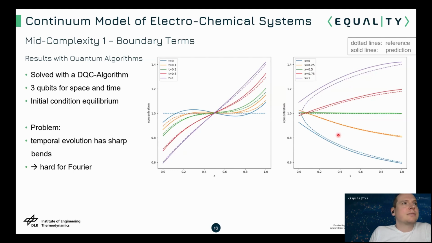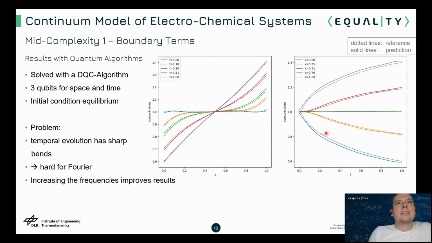And the reason is that we have these sharp bends in the distributions at the beginning, which means we have high frequency components in the function. The basic features used in these DQC algorithms were at this time a Fourier map. And of course, if the frequencies in the Fourier map are not high enough, we're not able to capture these details. So a straightforward solution is, of course, to increase the frequencies. For example, if we use frequencies that are 8 times higher, which means we only need 3 qubits more, then we can model them much better.